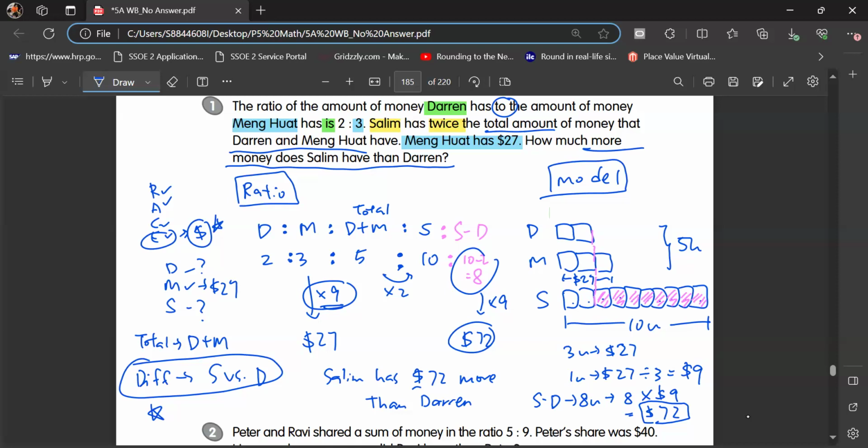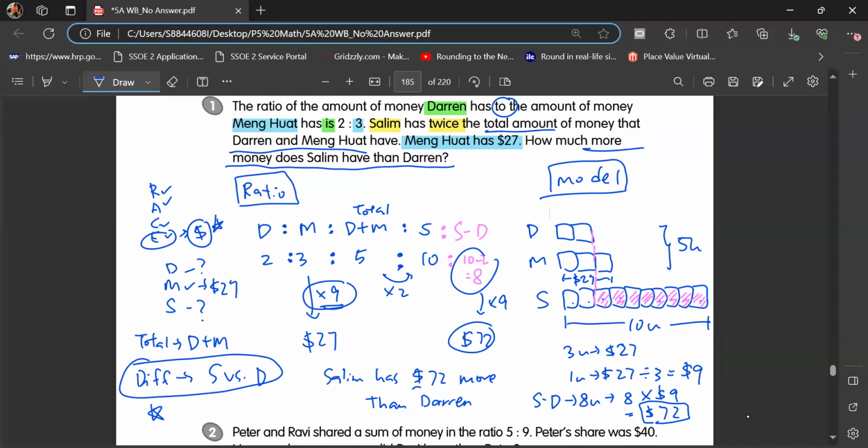So the last part asked to compare Salim and Darren, which I figured out is 8 units. So from the main part, $27, I find out what 1 unit is. Then I multiply by the 8 units that is needed to get $72. It depends. Which one do you prefer looking at, the model or the ratio? You don't have to write down both. You can choose which one you think works out better for you. For me, for this question, I will actually choose the model. I think it's easier to see.